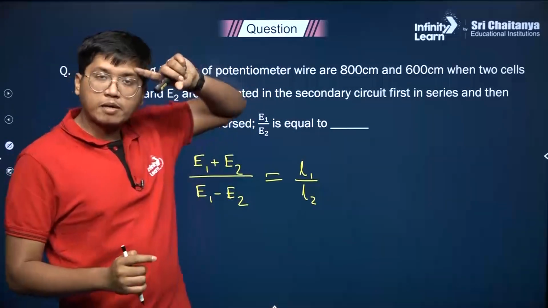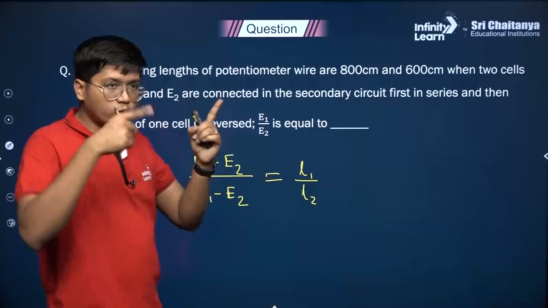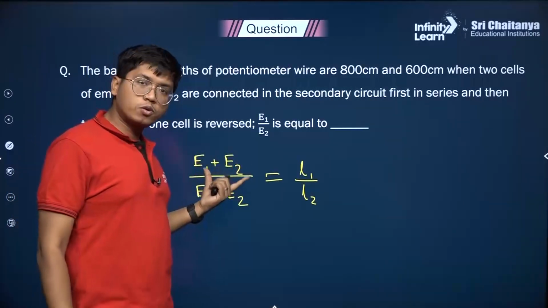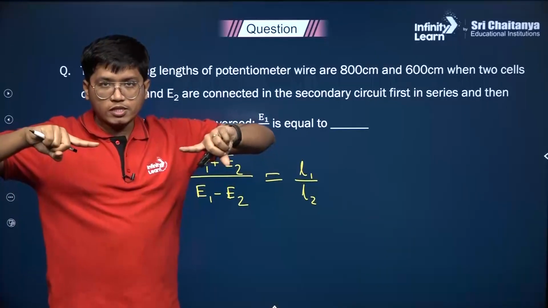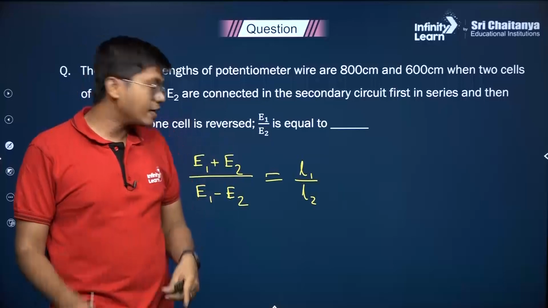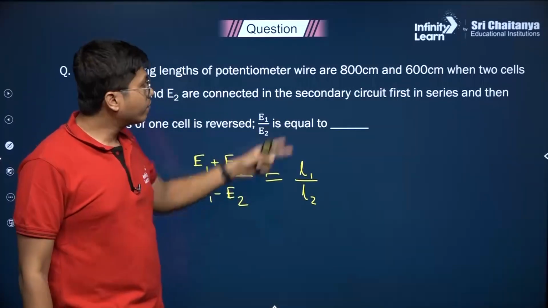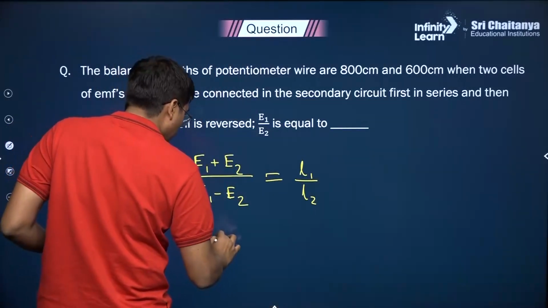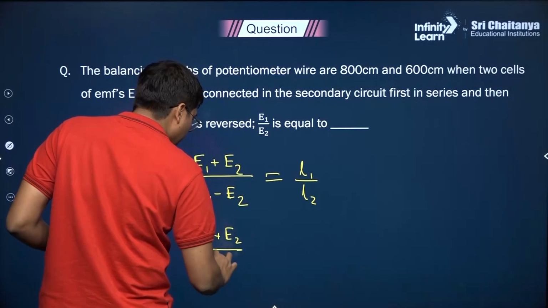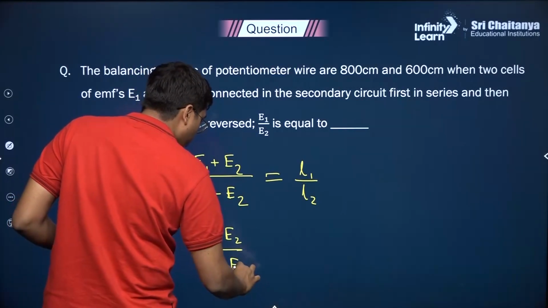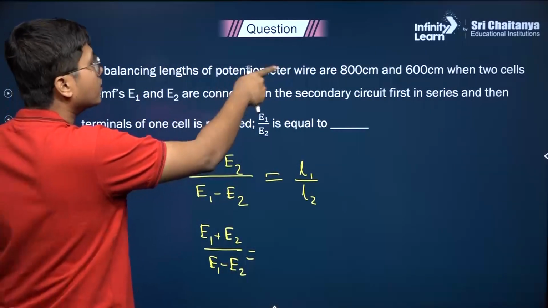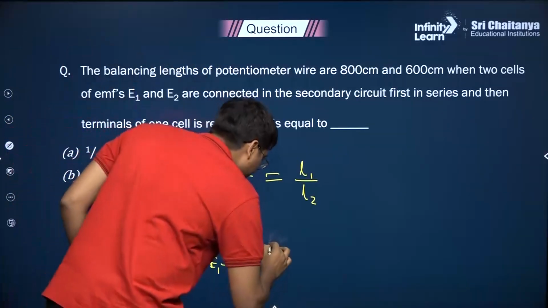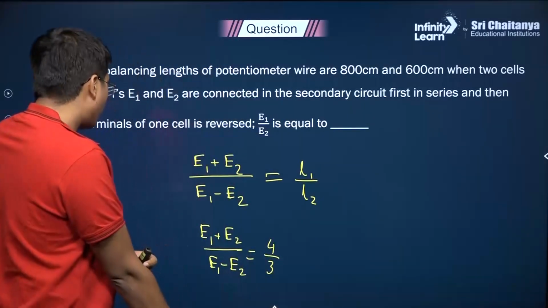Forget that there are two cells. Think about two cases. First case is both facing the same direction, where we can consider it as one single cell with EMF E1 plus E2. And in the second case, they are both reversed. Again, we can think of that as being an equivalent cell with EMF E1 minus E2. And we have the two corresponding lengths given for that. So if we put that here, (E1 plus E2) by (E1 minus E2) is equal to 800 by 600 centimeters, so it's effectively going to be 4 by 3. Directly go into 4 by 3 over here.